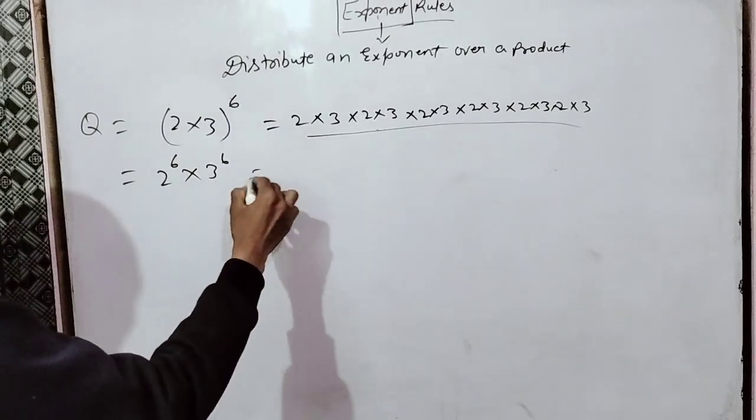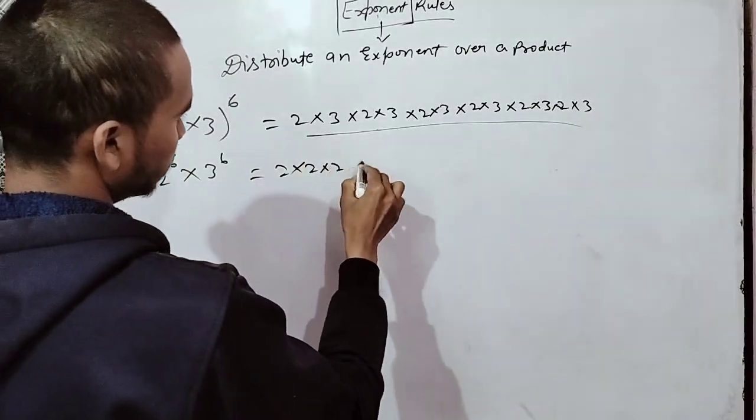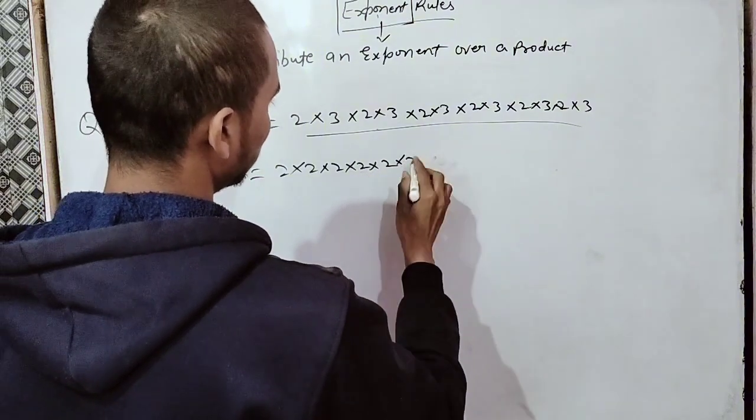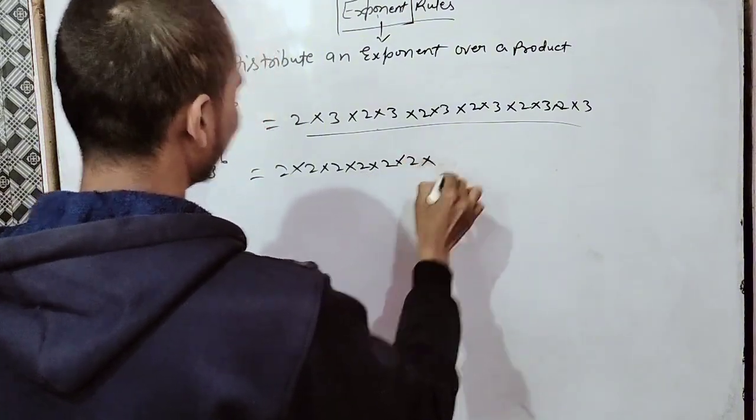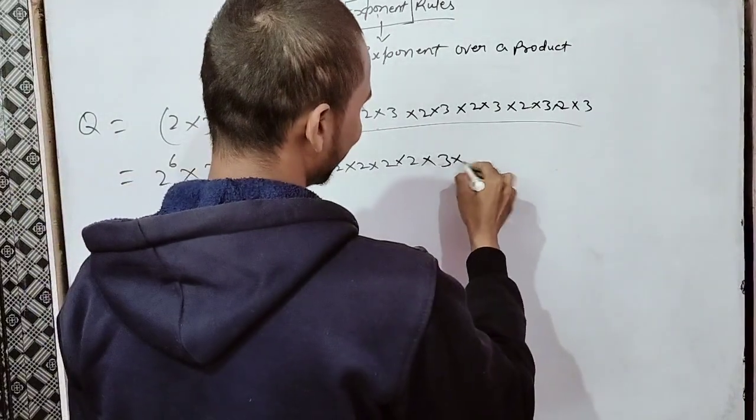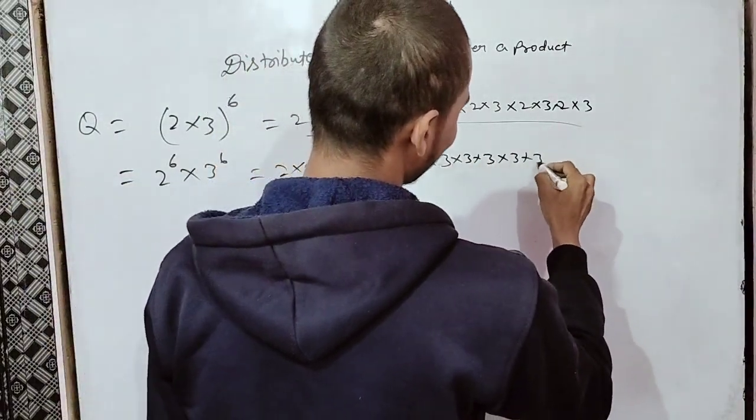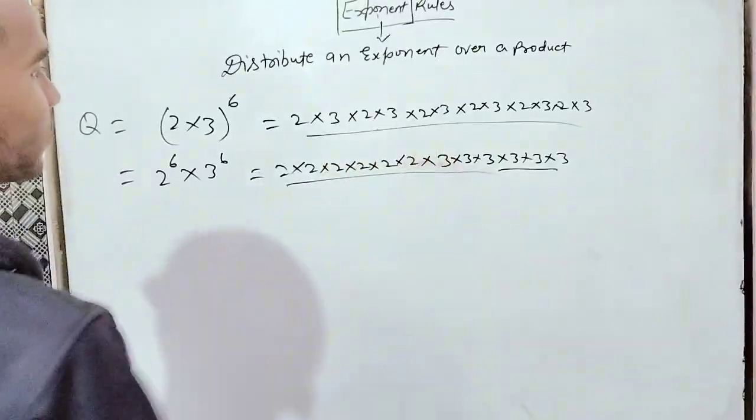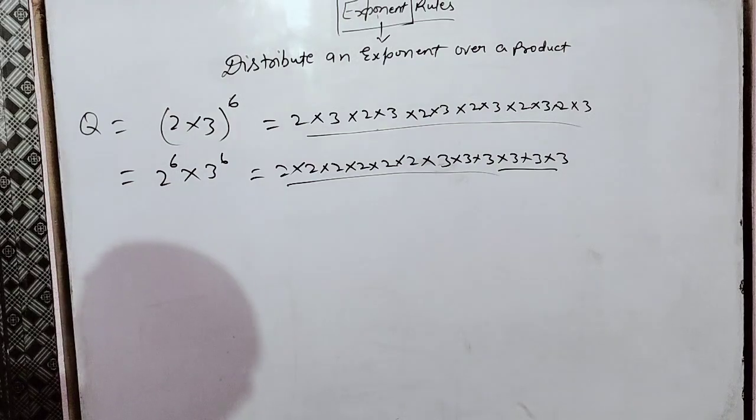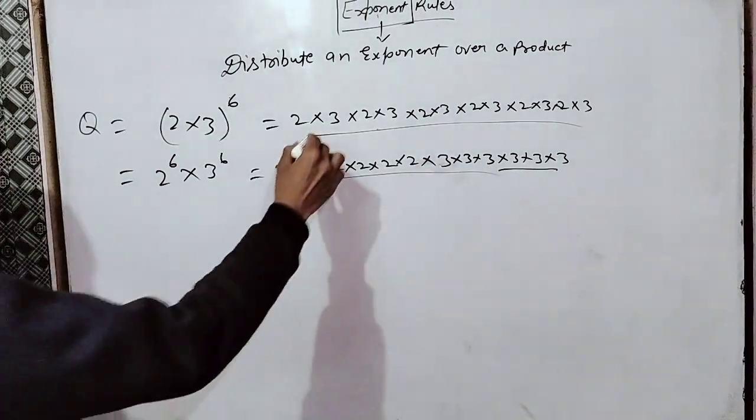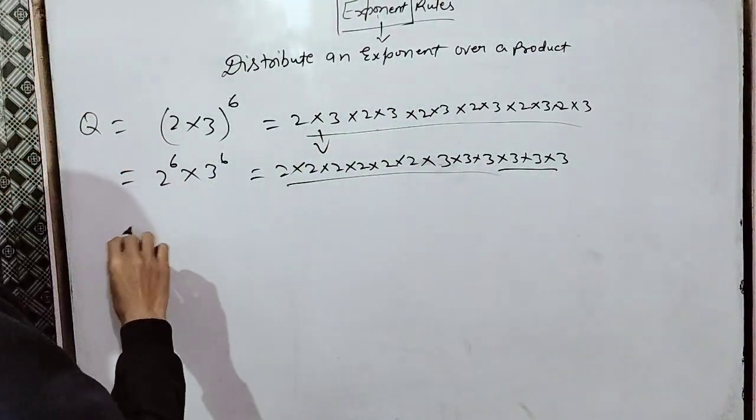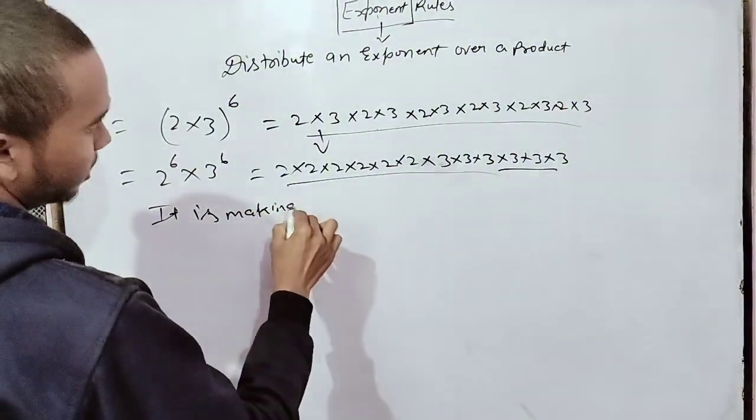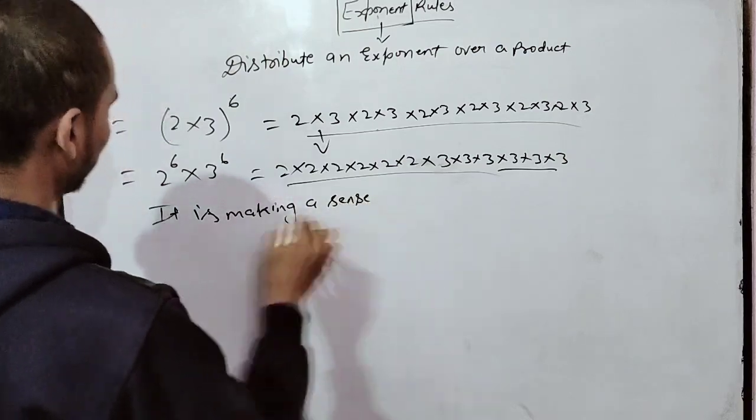Similarly here, 2 is taken 6 times. And 3 is taken 6 times: 3 multiplied by 3 multiplied by 3 multiplied by 3 multiplied by 3 multiplied by 3. The number of this base and the number of this base is the same. So LHS and RHS are the same. That's why it is making sense.